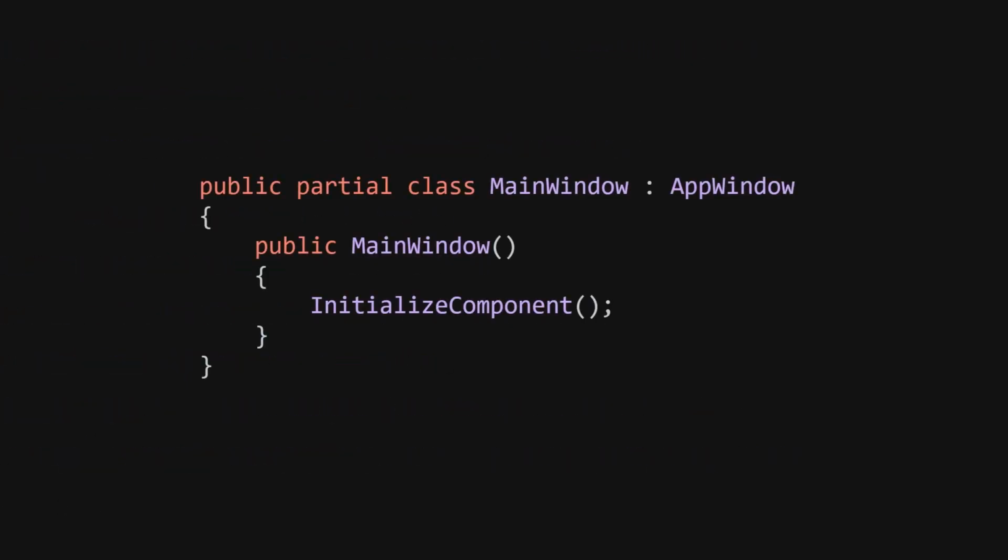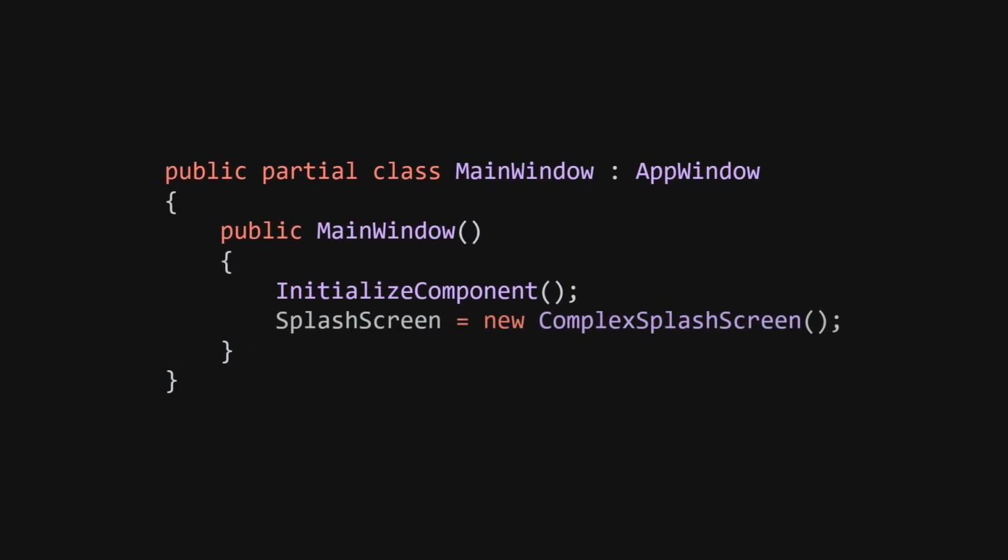As a final step, let's assign a new instance of the ComplexSplashScreen we just defined to the SplashScreen property of our main window inside the view constructor. This property will only be available after you make the main window extend the AppWindow class from the Fluent Avalonia UI library instead of the standard Window type from the Avalonia controls namespace. And that's it. Now if you hit play, you should see your new, beautiful splash screen loading before your main window gets displayed.